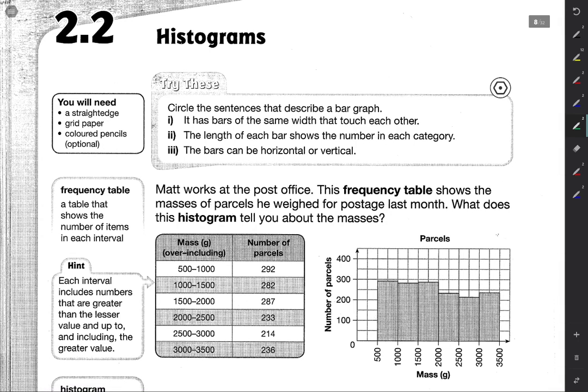So number one, it has bars of the same width that touch each other. Well, they're the same width in a bar graph, but they do not touch each other. So we cannot circle that one. And number two, the length of each bar shows the number in each category. That's true, so we could circle that one. And the bars can be horizontal or vertical. That is also true. We saw that in the first topic that we did.